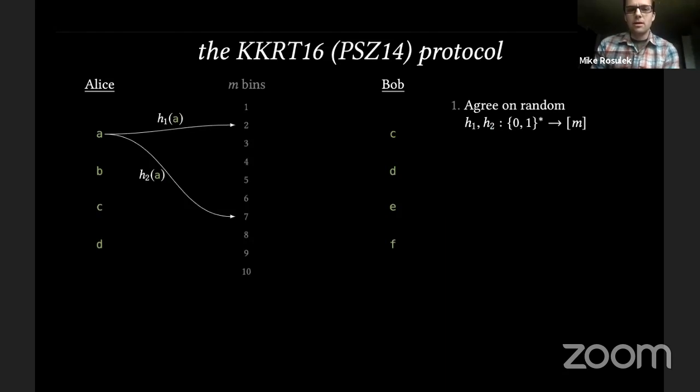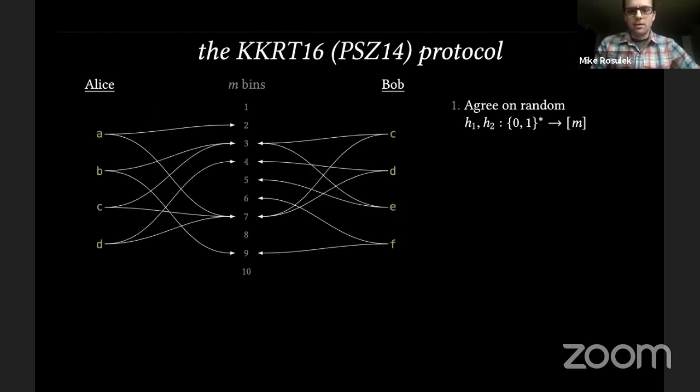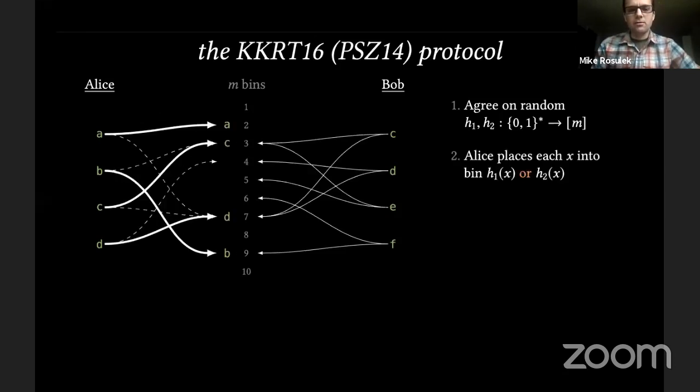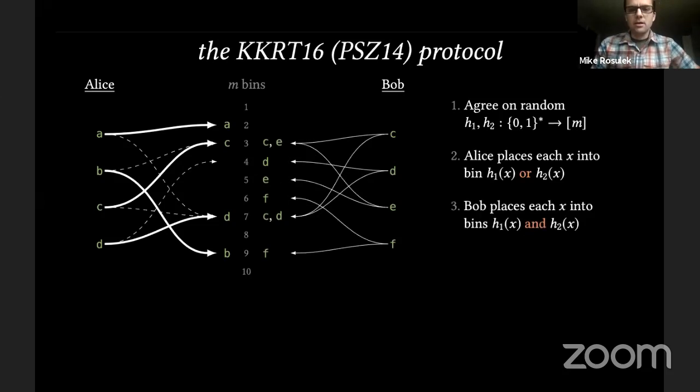So I'll tell you a little bit about this KKRT protocol. It's the semi-honest one that's the fastest known, because our technique builds on this. In this protocol, both of the parties agree on 2 hash functions to map their items into bins. Alice is going to place each of her items into one of those 2 possible locations. That's basically cuckoo hashing. On the other hand, Bob is going to place each of his items into both of the 2 possible locations, because he can't anticipate which bin Alice is going to place each item in.